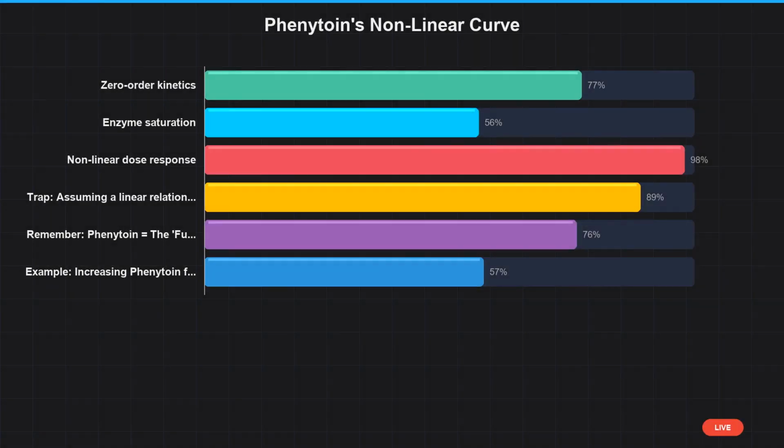Examiners love phenytoin because it breaks the rules. They'll ask what happens to the plasma concentration if you double the dose. If you pick it doubles, you failed the question. Because of zero-order kinetics, a small dose increase can lead to a massive, non-linear jump in blood levels. It's like a traffic jam where the exit is blocked. Once the enzymes are saturated, the drug just piles up. What I see students do is treat it like a standard first-order drug. Actually, let me back up. Always check if the question mentions saturation or capacity-limited metabolism. That's your cue that the math is about to get dangerous.